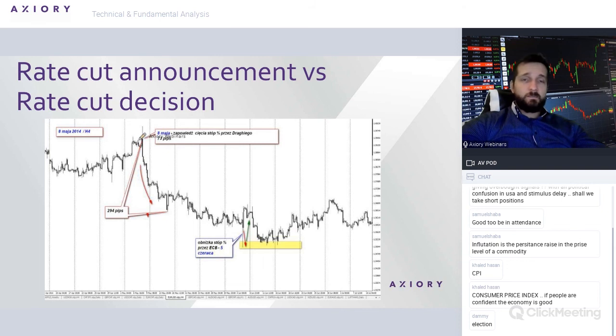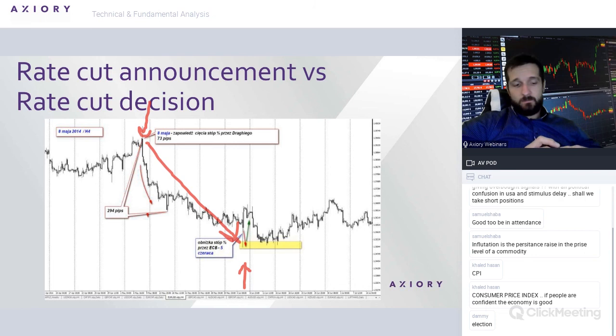So here is the rate cut decision from the European Central Bank. Before the decision happened, which was here, the decision was announced, which was here. So you can see just the announcement, not the actual decision, created a huge downswing. Why? Remember what I said at the beginning? Trading fundamental analysis is about trading expectations. Technical analysis at some point as well. Trading is all about trading what you think is going to happen in the future.